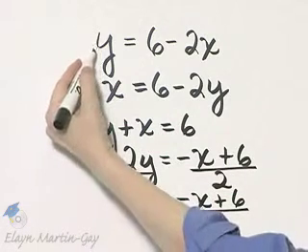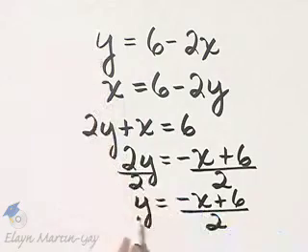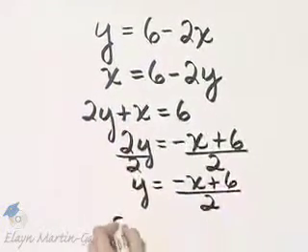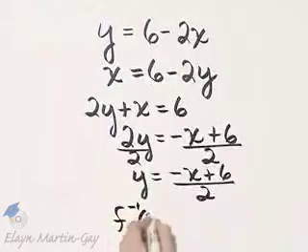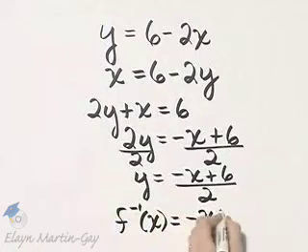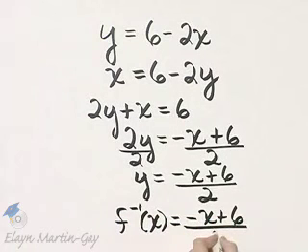Let's suppose this is our function f of x. Then to show that this is the inverse of f of x, we will write f inverse of x, simply a notation, and that equals negative x plus 6 all over 2. This is the inverse of our original function.